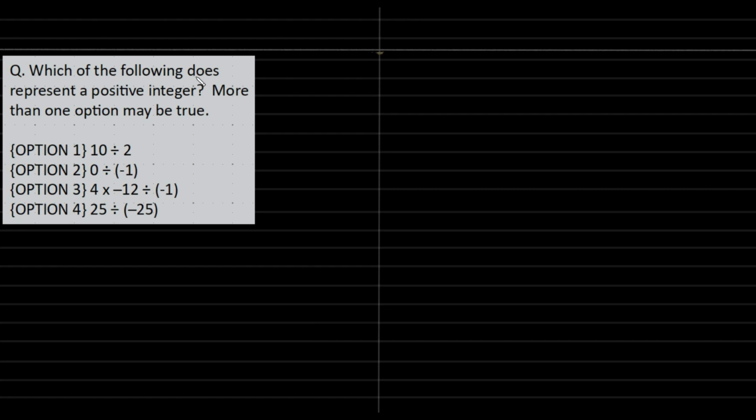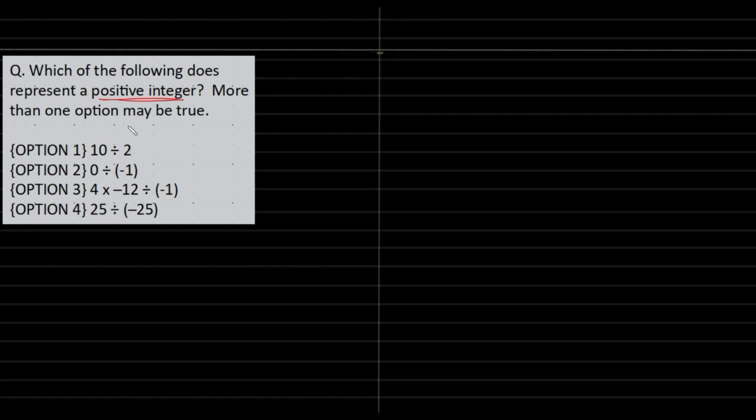Which of the following does represent a positive integer? More than one option may be true. So first we need to understand what is a positive integer. Try to underline the keyword as and when you read the question. We'll get used to that when we're doing any question. I'll start doing that as well. Till now we didn't get any big lengthy question, but now we're starting, so I'll mark the important keywords in the question.